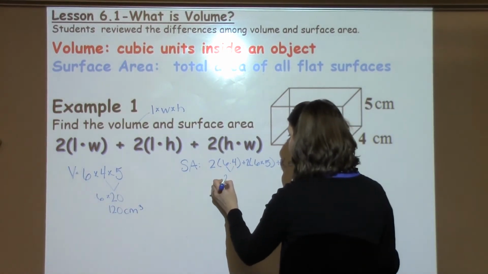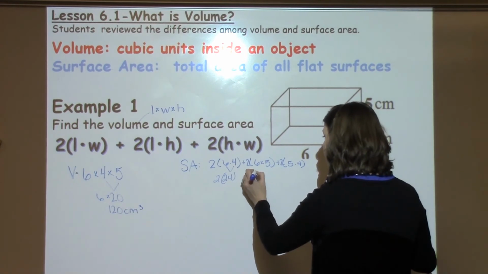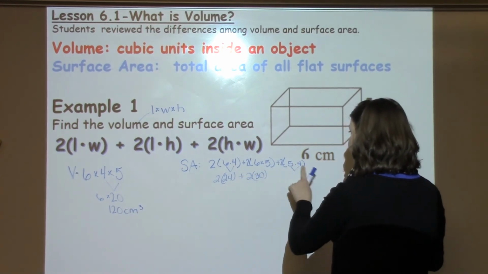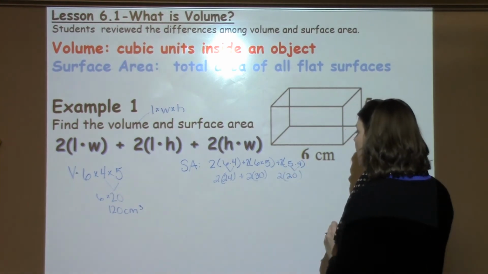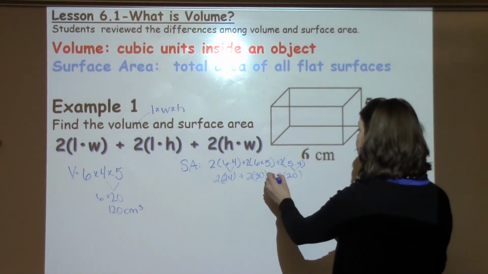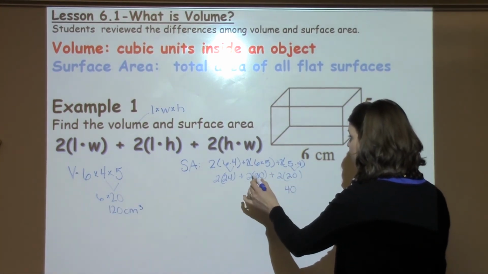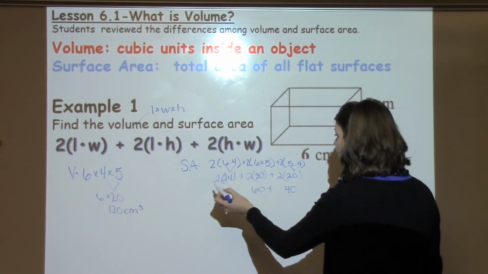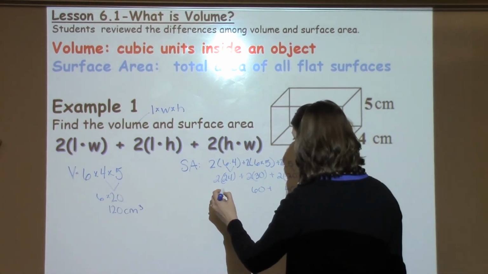6 times 4 is 24, and then times 2. 6 times 5 is 30, times 2. And then I have my 5 times 4, which is my 20, and then times 2. Okay, then I just need to go ahead and continue to solve these. So I have 2 times 20, which I know is a fast fact of 40. I have 2 times 30, which is 60. And then I have 24 times 2, which I know is 48. If your student doesn't know that, they can go ahead and write it down.